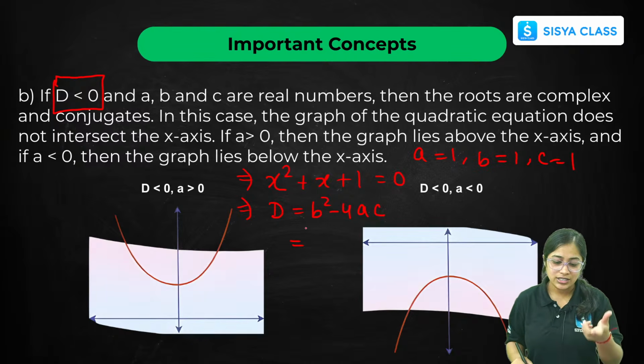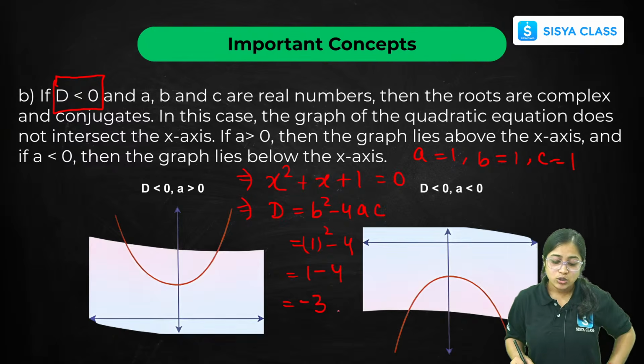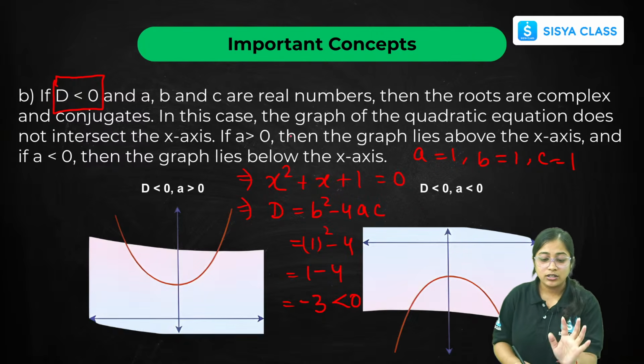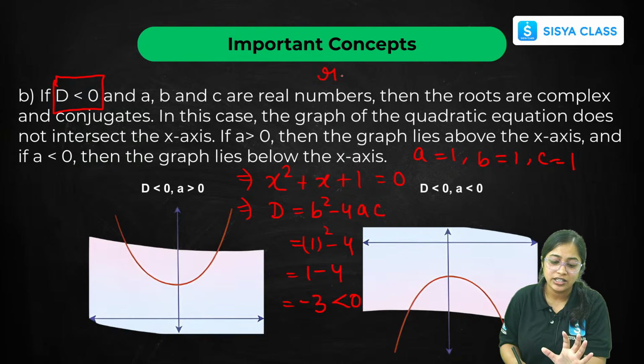Now let's substitute here. So it will be 1 square minus 4, that is 1 minus 4, and its value is minus 3, right? So here the value of discriminant is less than 0, okay? So it has only imaginary roots. It doesn't have any real roots, right? So I hope this is clear.